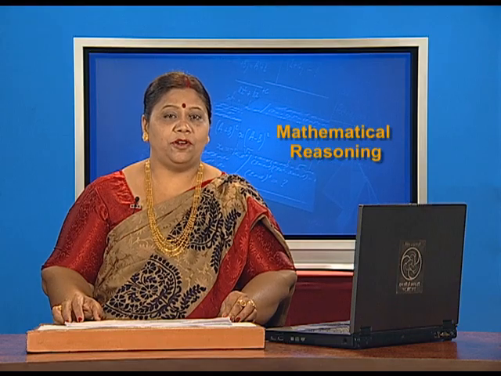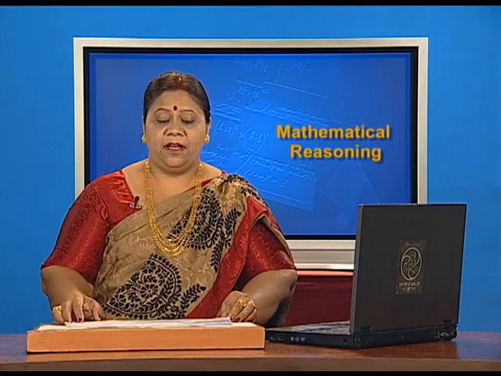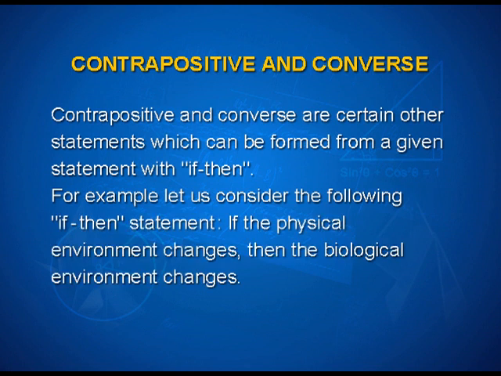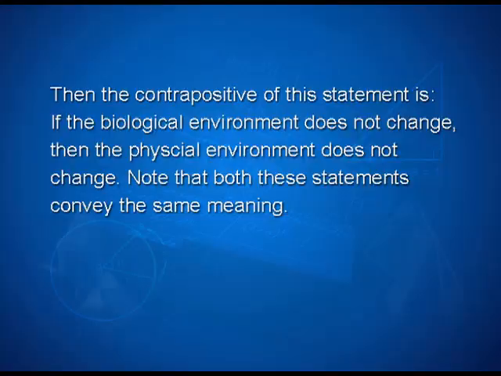Now, let us look into contrapositive and converse statements. Contrapositive and converse are certain other statements which can be formed from the given statement with if then. For example, let us consider the following if then statement. If the physical environment changes, then the biological environment changes. Then the contrapositive of the statement is, if the biological environment does not change, then the physical environment does not change. Note that both these statements convey the same meaning.